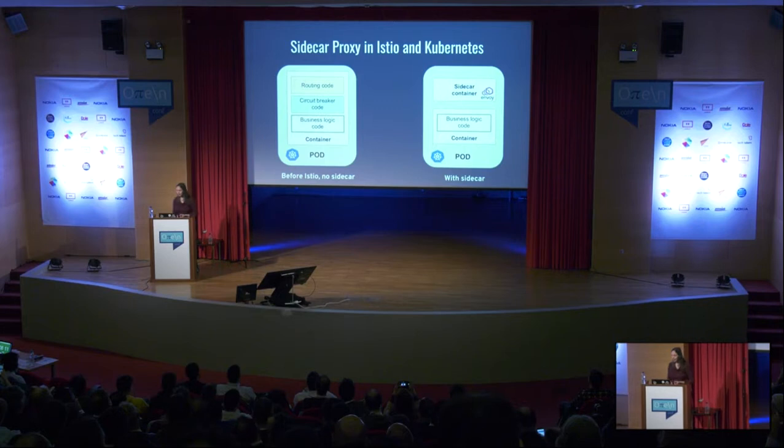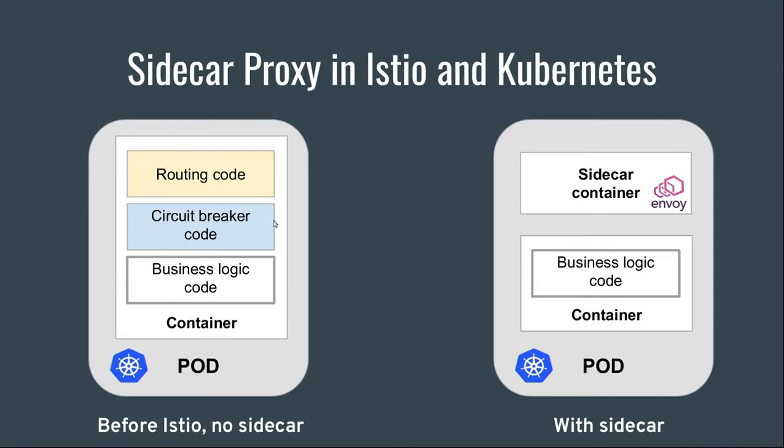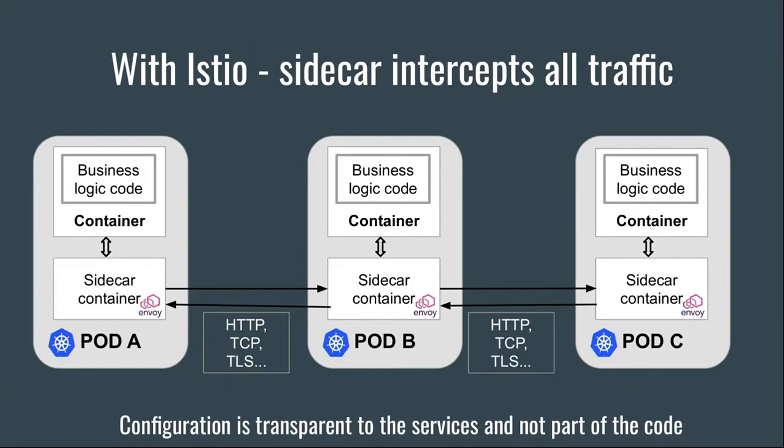So now we have a slight change in architecture in microservice deployment. The routing and the circuit breaking code are gone. They're not part of our application anymore. And now we have an additional container injected alongside our code that's going to manage this. And this is how it would look with service mesh, with Istio on top of Kubernetes.